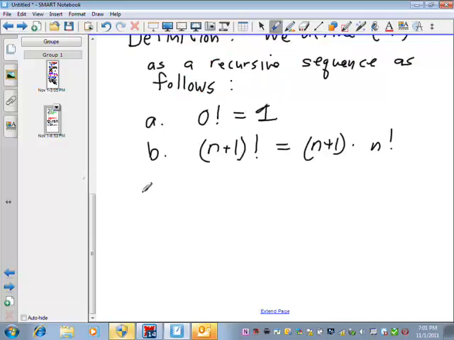Questions? Is that like factoring out the n? Kind of, right. So from that, 1 factorial, what is it? 1 times 0 factorial. And that is 1 times 1, which is 1.